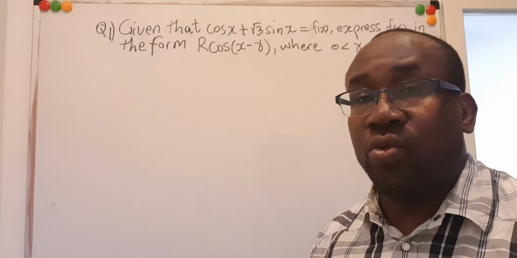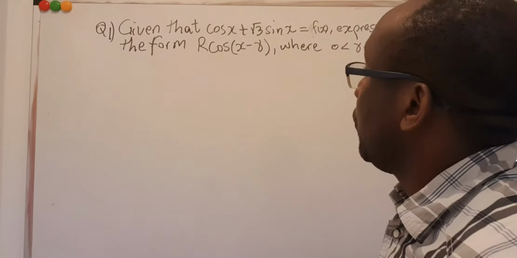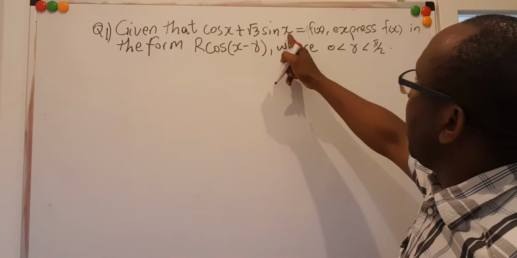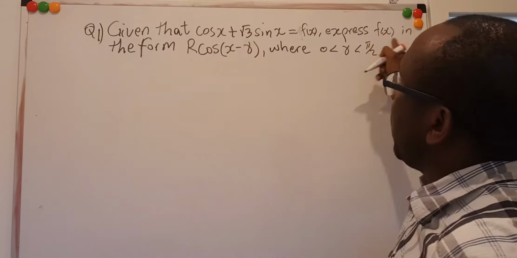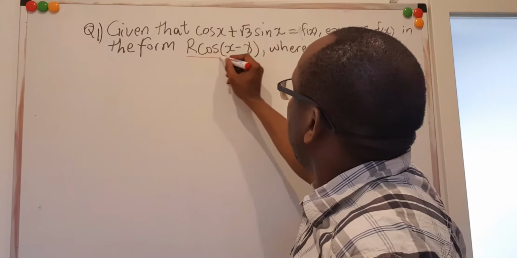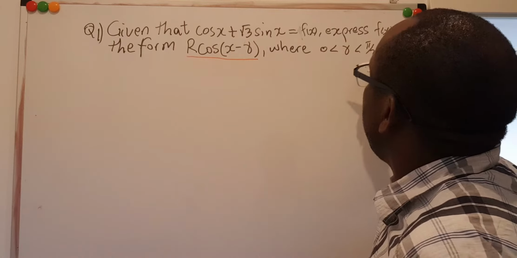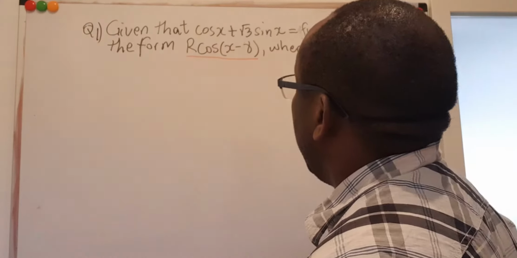We'll look at an advanced level question, paper 2 on trigonometry. Given that cos x plus root 3 sine x is equal to f of x, express f of x in the form r cos(x minus gamma), where gamma is an acute angle lying between 0 and pi on 2. That's the meaning here.